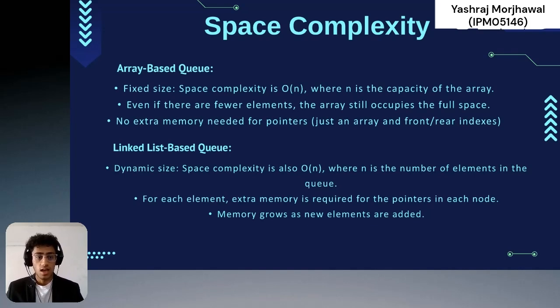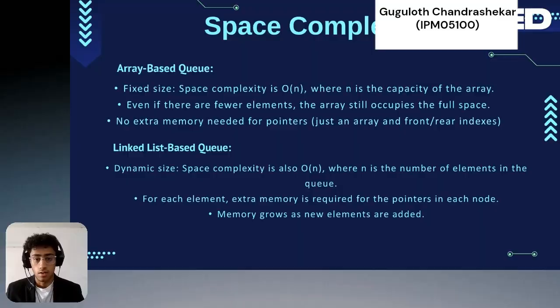The good thing is that arrays don't need extra memory for pointers, just the array itself and the front and rear indexes. On the other hand, a linked list-based queue also has its own space complexity because it works differently. Instead of using a fixed size array, the memory grows as we add elements, and each element gets its own node, and each node has extra memory for pointers to the next node in the list. So while the space used by a linked list can adjust as needed, it also takes up extra memory for the pointers. Now this is all about time and space complexity of the queue.